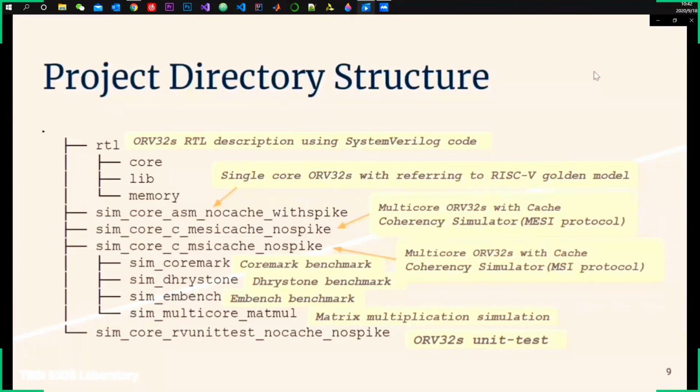Here comes the project directory structure. The project mainly divides into 5 parts. The first part is the RTL code part, which contains the RTL description using SystemVerilog code. The second one is the single-core ORV32, referring to the RISC-V golden model. The third and the fourth are the multi-core ORV32S with cache coherency simulator with different protocols. The last one is the ORV32S unit test.